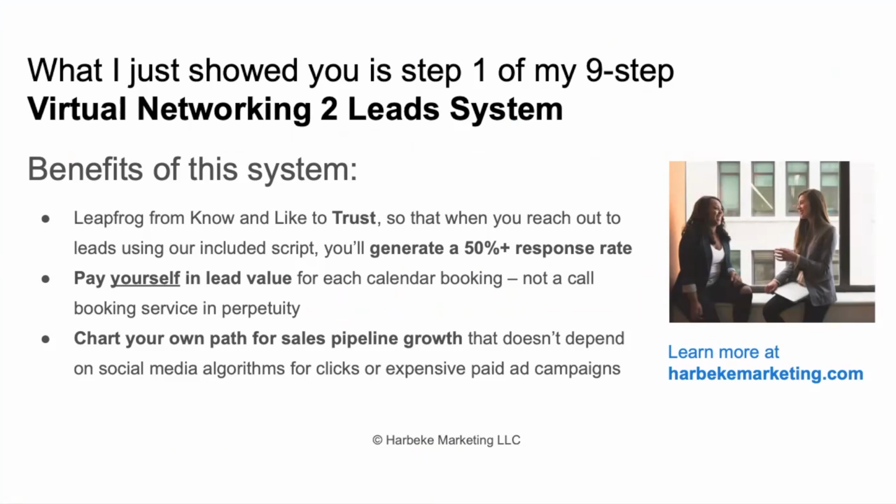And what I just showed you is step one of my 9-step virtual networking to lead system. Some key benefits of this system are that you can leapfrog from know and like to trust quickly, so that when you reach out to a lead using my included script, you'll generate typically a 50% or more response rate. If you're sending a truly cold email and you have no prior context for the person, a lot of recent studies have said that 10% response rate is considered really good. So with this method, where you have an event-based context for the person that you're reaching out to, you'll generate a much higher response rate.